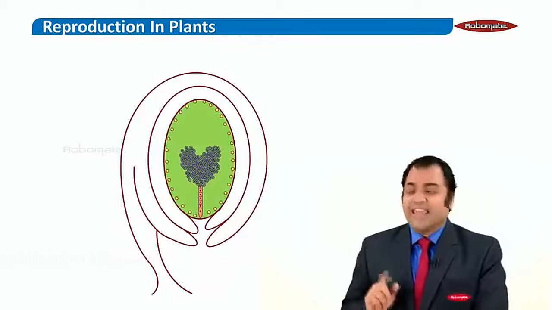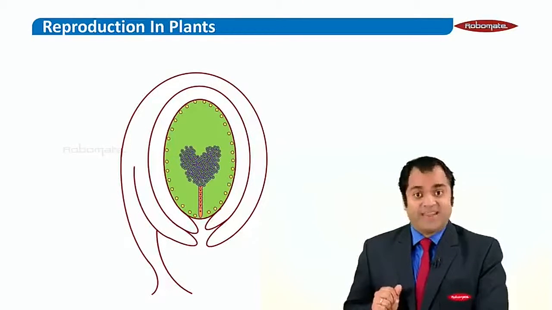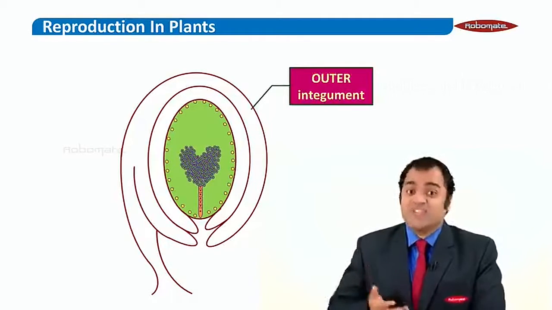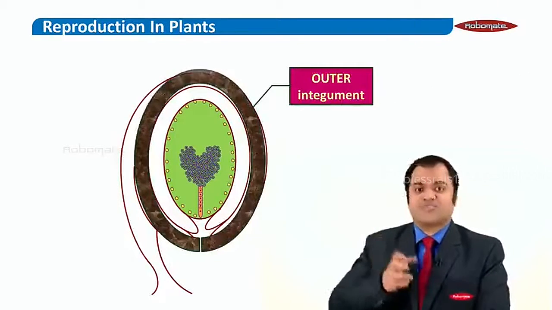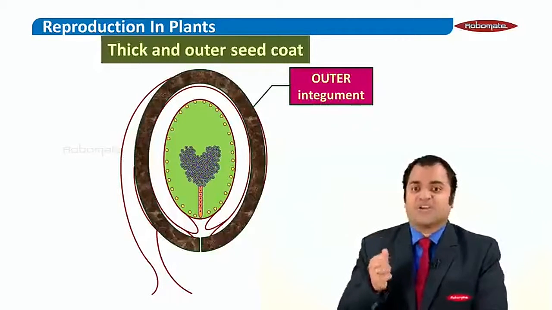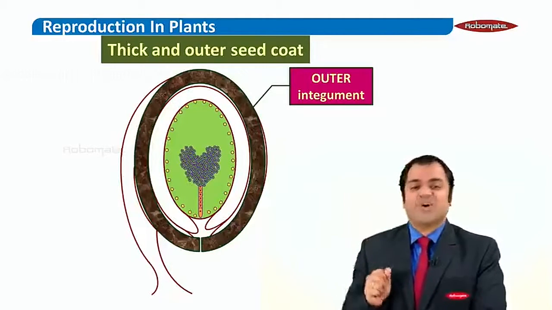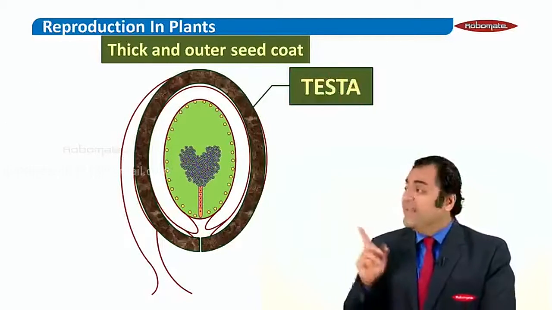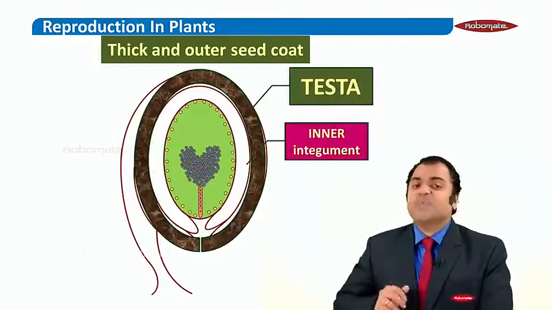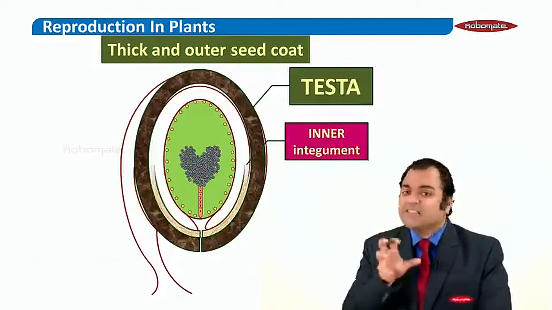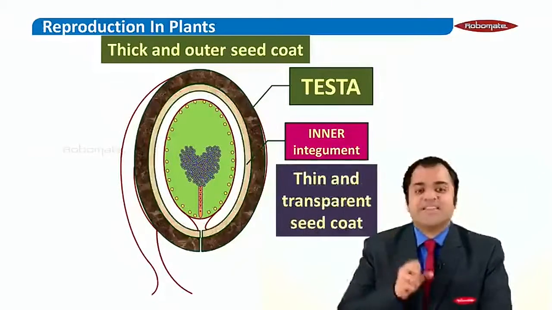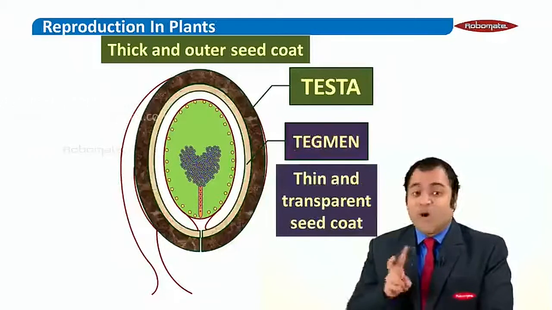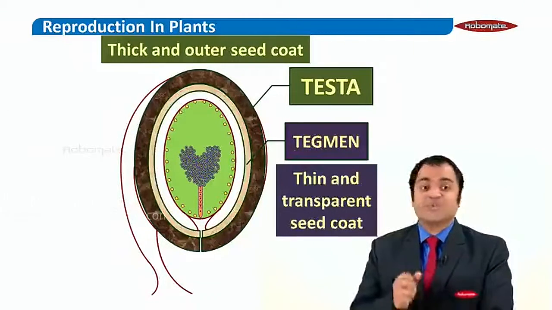Let's not forget it has these integuments, right? Correct? Now the outer integument ultimately changes to a thick, hard structure, the outer seed coat, which is also called the testa. While the inner integument will turn into a much thinner and transparent seed coat, which is also called the tegmen. So both the integuments now turn into seed coats.